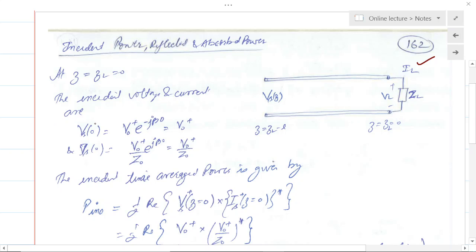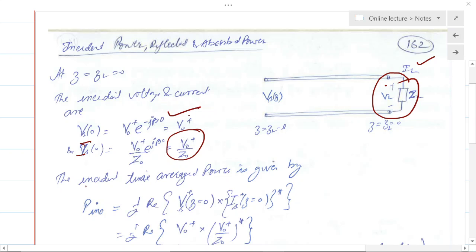So the incident voltage and current is given by this expression. You have the incident voltage is V naught plus e to the power minus j beta naught z at this location. We want to find out what is the power of the incident wave at this point, what is the power which is reflected back at this location, and what is the power absorbed by this load. So at z equals 0, the forward traveling wave has the amplitude V naught plus, and Vs, Is. Current is given by V naught plus over Z naught as well.